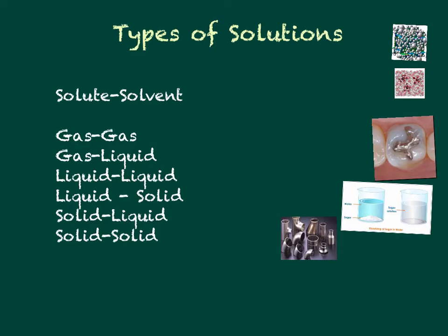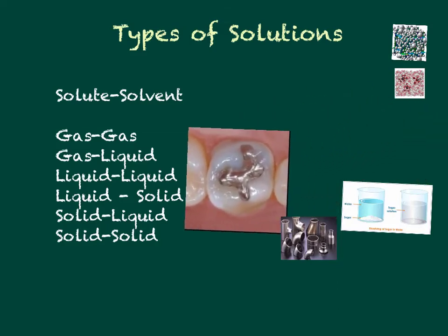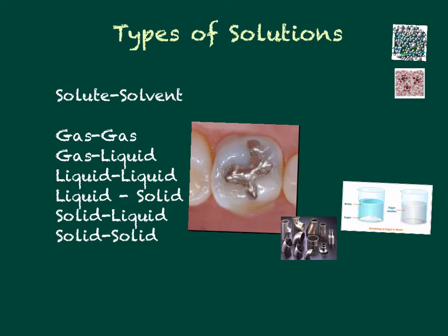And then you could have a liquid dissolved into a solid. And so here is an example of a liquid dissolved into a solid. This is dental amalgam. This is mercury and silver and tin. The mercury was a liquid dissolved into the silver and into the tin to make a filling for a cavity.